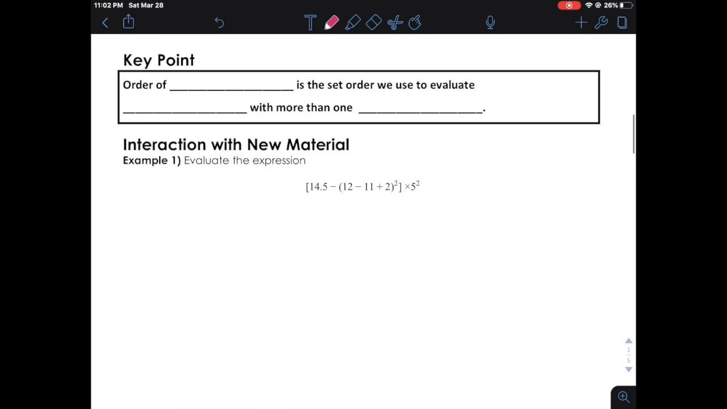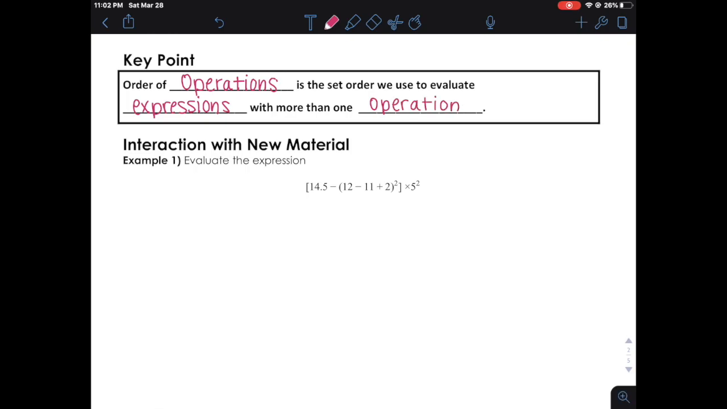All right, key point. See if you guys can figure it out real quick. Go ahead and pause it. All right, come back. Let's see. The order of operations is the set order that we use to evaluate expressions with more than one operation.